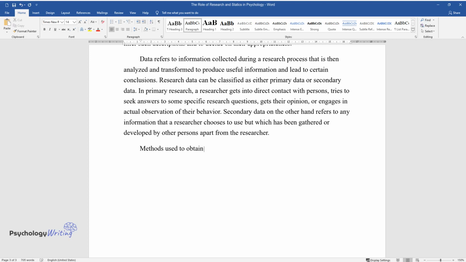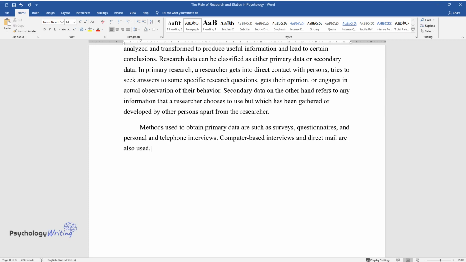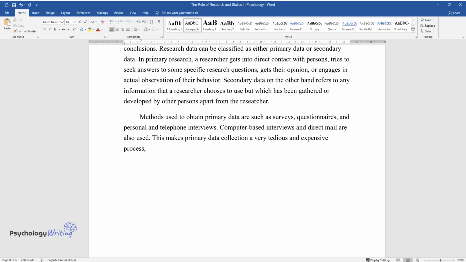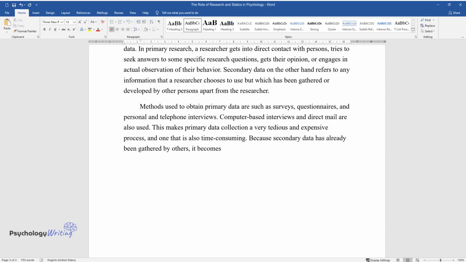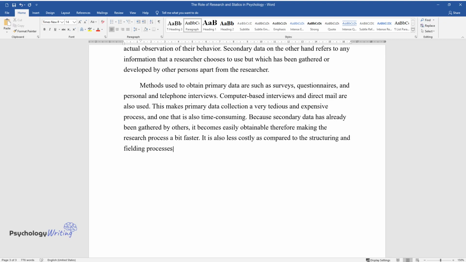Methods used to obtain primary data are such as surveys, questionnaires, and personal and telephone interviews. Computer-based interviews and direct mail are also used. This makes primary data collection a very tedious and expensive process, and one that is also time-consuming. Because secondary data has already been gathered by others, it becomes easily obtainable, therefore making the research process a bit faster. It is also less costly as compared to the structuring and fielding processes that are part of primary research.